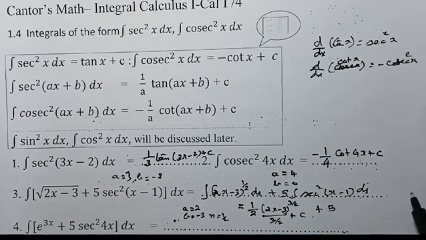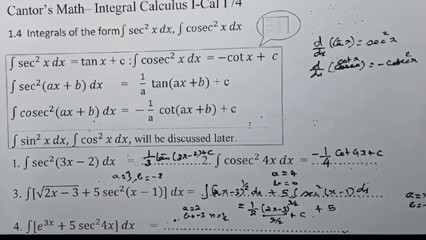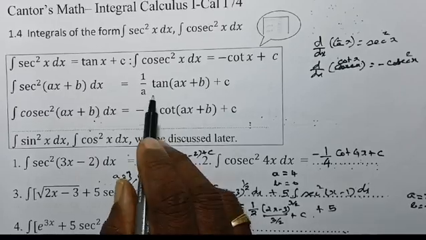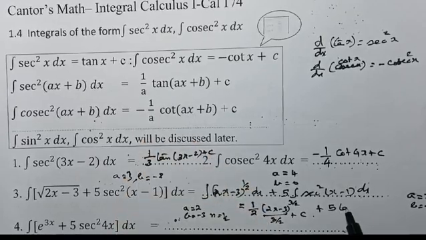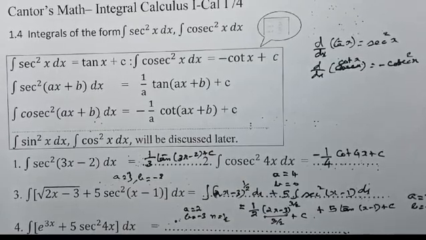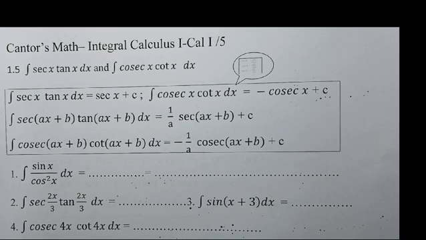Plus 5 secant squared of (x minus 1). Here a equals 1, b equals minus 1. The formula is 1 by a, and 1 by 1 is 1. Tan of ax plus b, that is tan of (x minus 1), plus c. That's all.